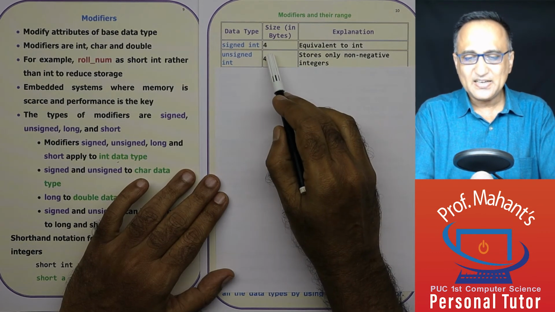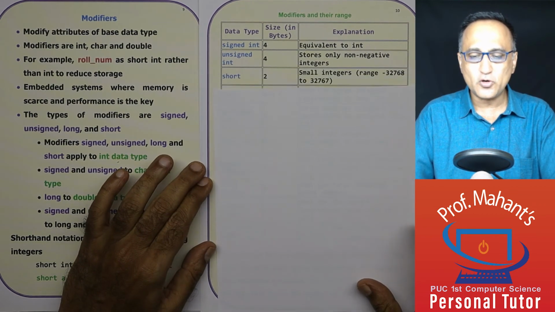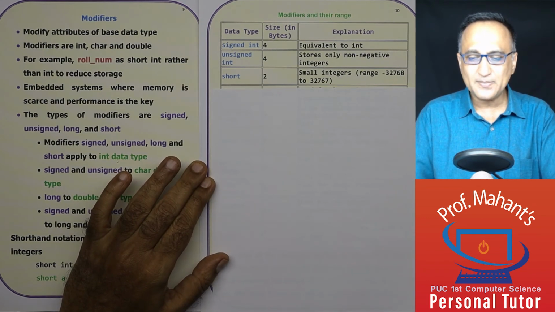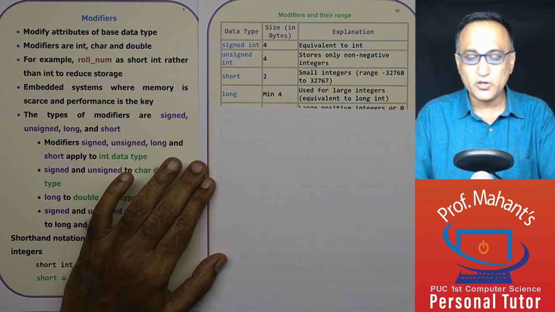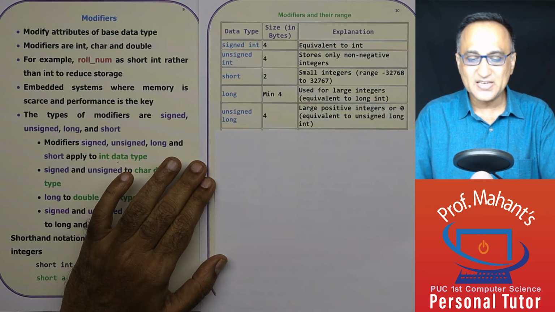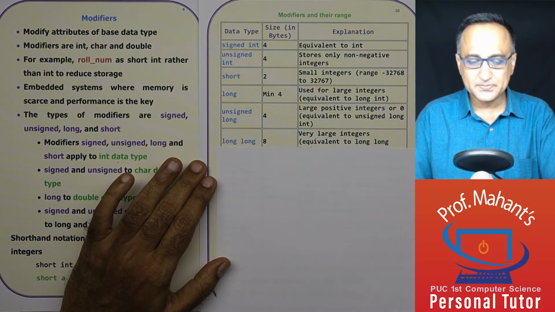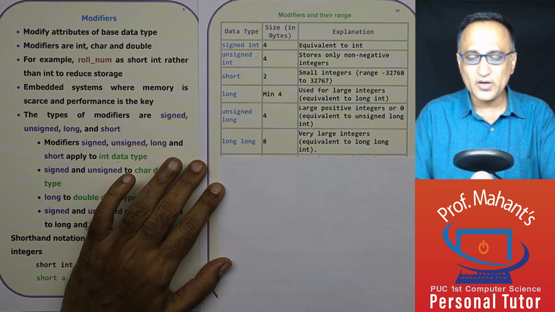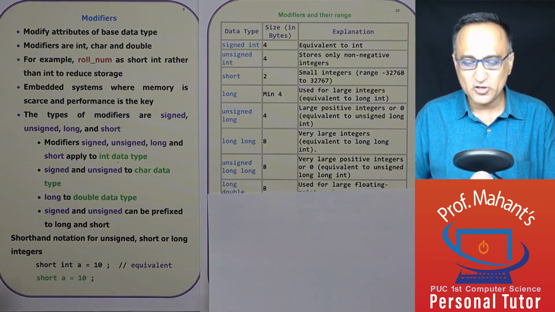If you say signed int I, it occupies 4 bytes. Unsigned also occupies 4, but it can only store 0 or positive numbers. Short is generally 2 bytes. So you can see the range of short is minus 32,768 to plus 32,767 including 0. Long is minimum 4 bytes. It can generally be equal to 8 bytes used for long integers. Unsigned long can store 0 or positive numbers. Long long is at least 8 bytes, for very large integers, equivalent to long int. Unsigned long long is for very large positive integers or 0.